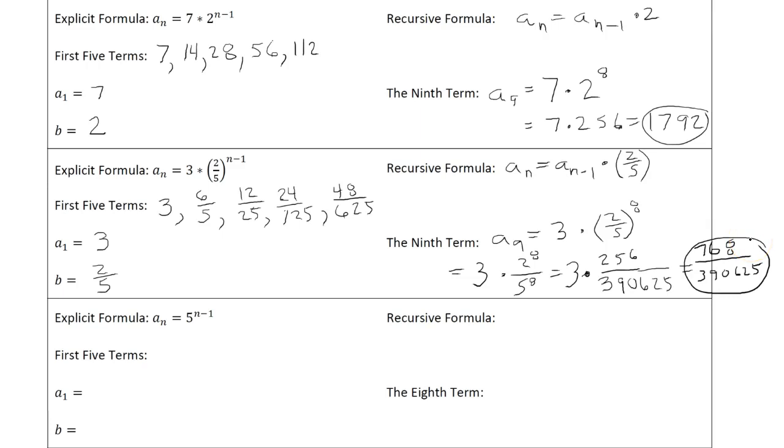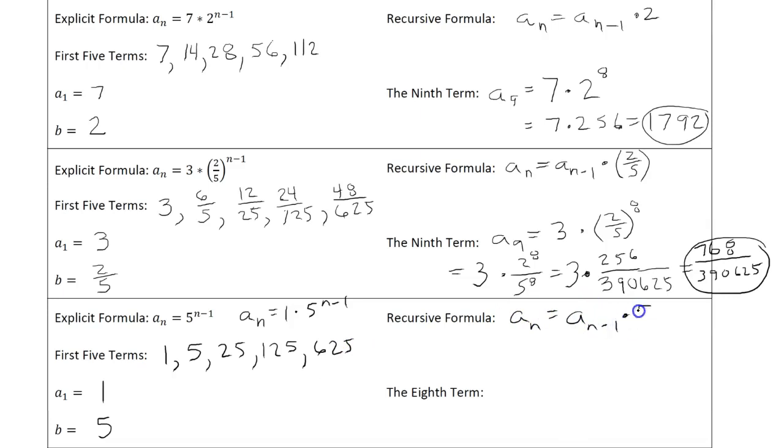In the next example, it looks like the first term is missing. We have a number touching the exponent, that's the ratio, but what about the first term? Well, rewrite the formula as 1 times 5 to the n minus 1. Now we have it. The ratio is 5, the first term is 1. The terms are 1, 5, 25, 125, and 625. To write the recursive formula, it's the term we're looking for equals the previous term times 5.